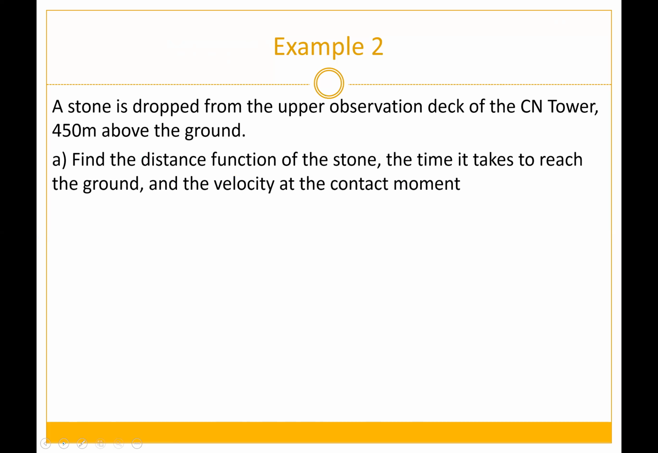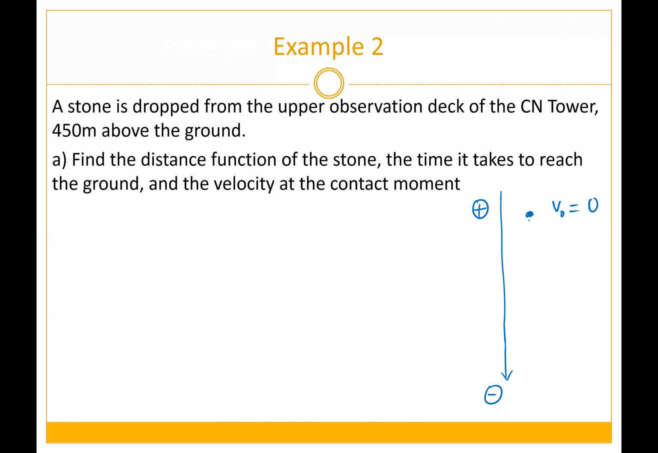A stone is dropped from the upper observation deck of the CN Tower, 450 meters above the ground. Find the distance function of the stone, find the time it takes to reach the ground, and the velocity at the contact moment. Now when you look at this, this is the point that it gets dropped. So initially, v0 is 0 because you drop it, you're not throwing it down, so there's no initial velocity, right? And so I'll make the reference scheme where going downward is the negative direction, and going upward is the positive direction.